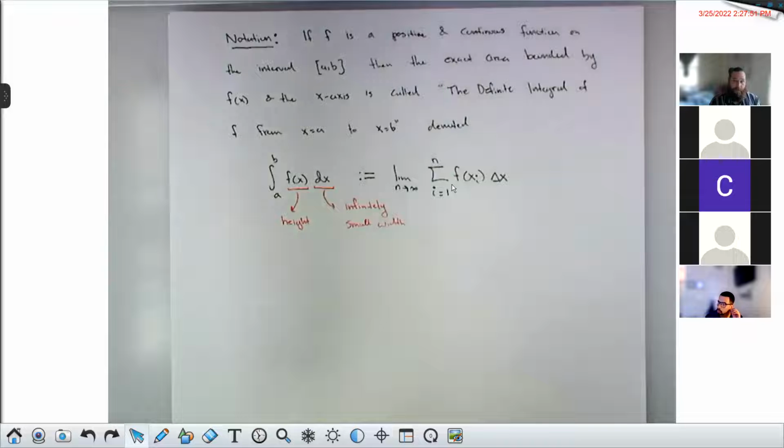So this is the definition of the definite integral, and this definition will stay the same even when we extend to functions that are not continuous or functions that are not positive. But for right now, for today at least, I want you to think of the function as being positive, so we don't have to worry about signed areas.